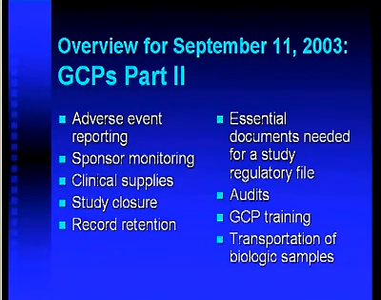And this is an add-on. It doesn't really fall exactly under good clinical practices, but we will talk about the new regulations regarding transportation of biologic samples.